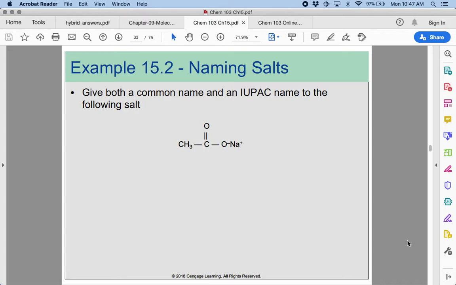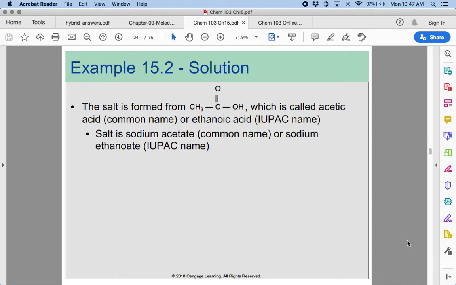So go ahead and try and give the common name and the IUPAC name for the following salt. So this salt comes from this acid, which we know is acetic acid. We could also call this ethanoic acid, which means the salt of this would be sodium acetate, which would be the common name, or sodium ethanoate, which would be the IUPAC name. And again, we know it's the salt version of it because it's ending in -ate.